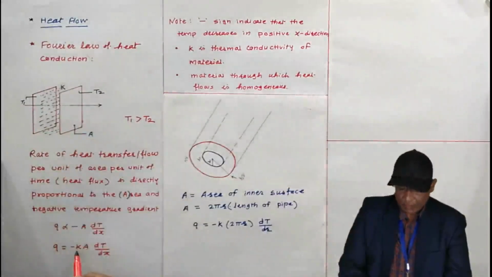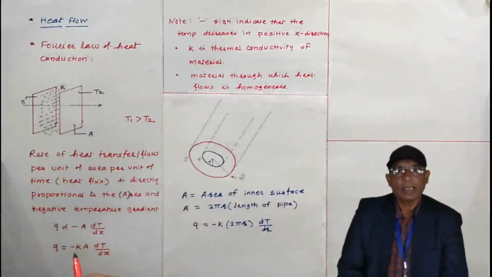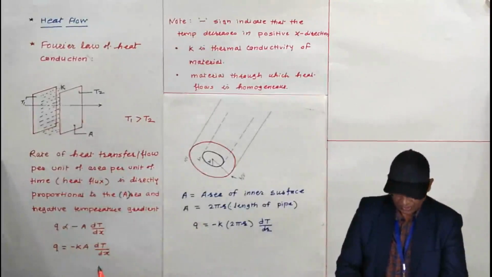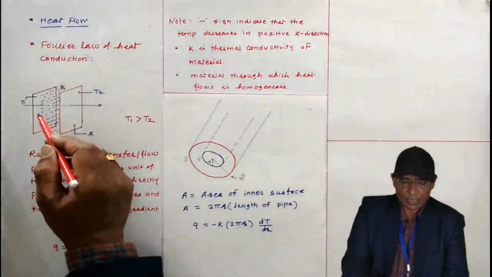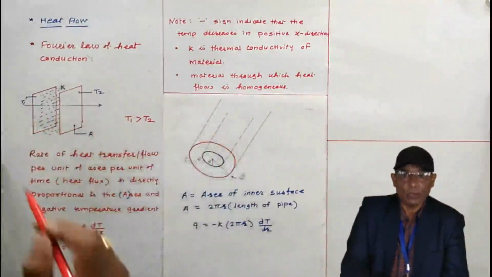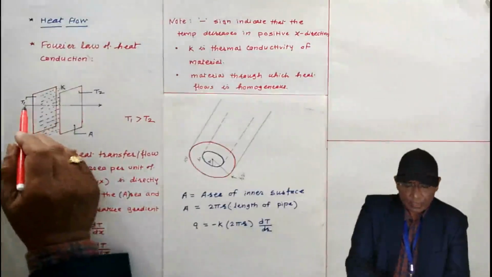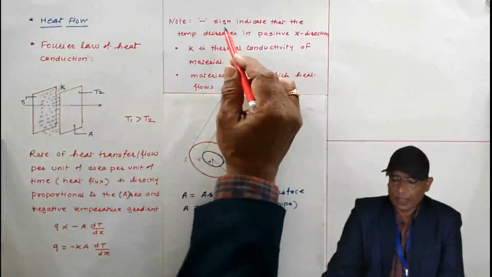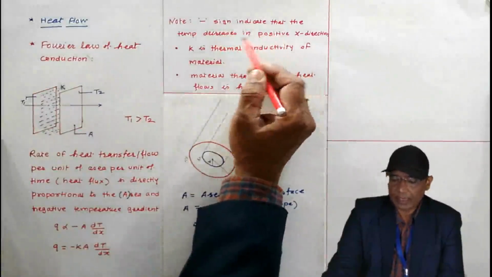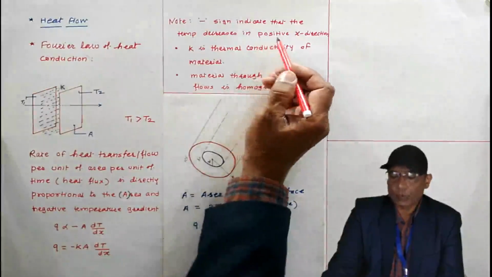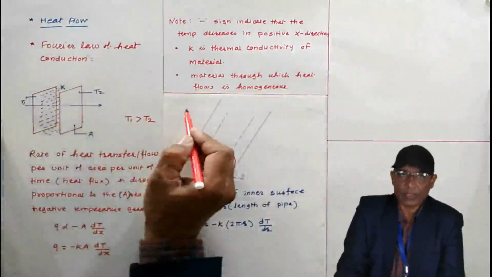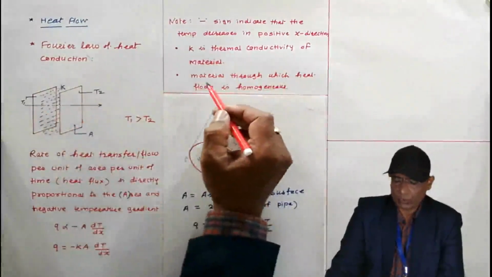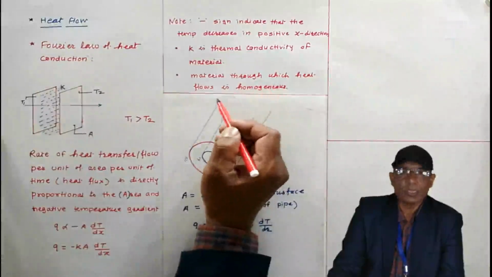K is a proportionality constant, and K is the thermal conductivity in the Fourier law of heat conduction. The minus sign indicates that the temperature decreases along x. This x is this direction. Some points we have to keep in mind: the negative sign indicates that the temperature decreases in the positive x direction. K is the thermal conductivity of the material, as I already told you. The material through which heat flows is homogeneous.